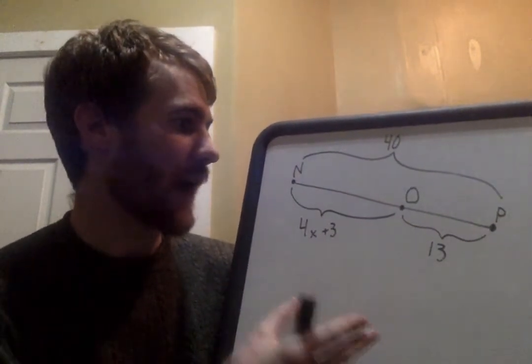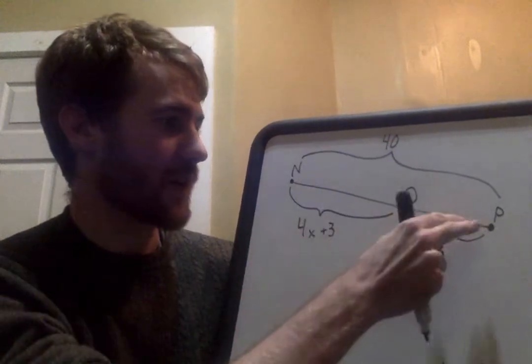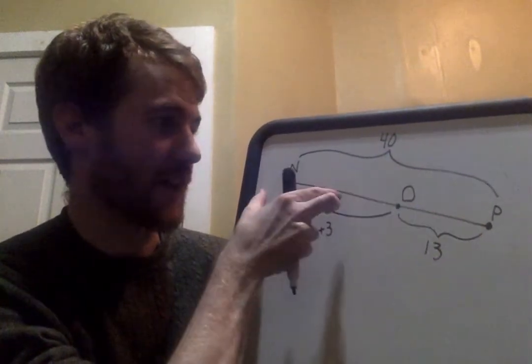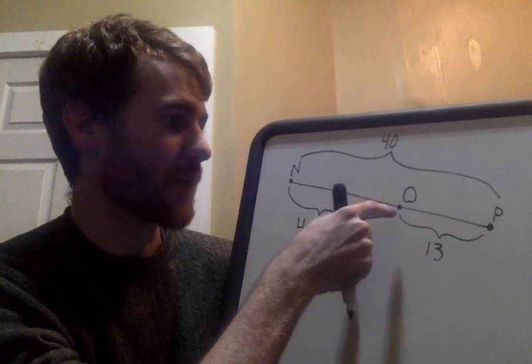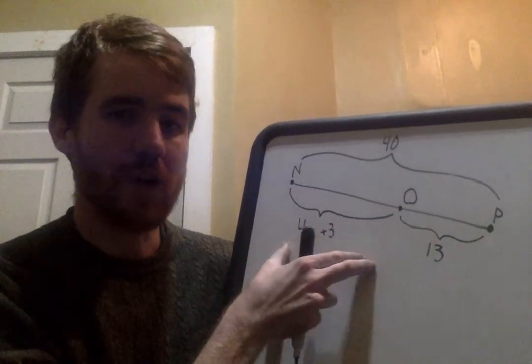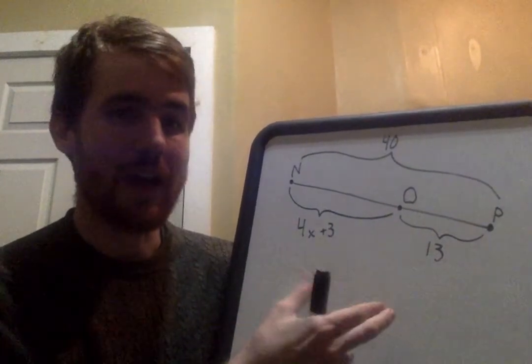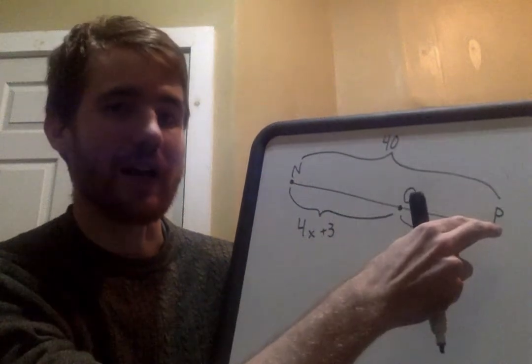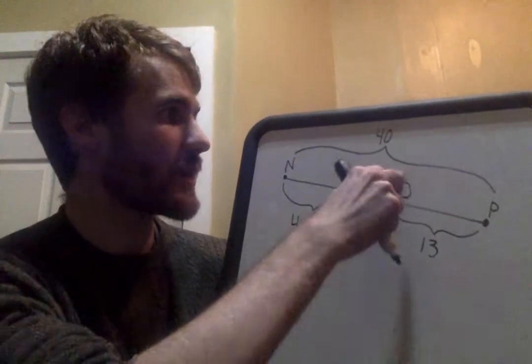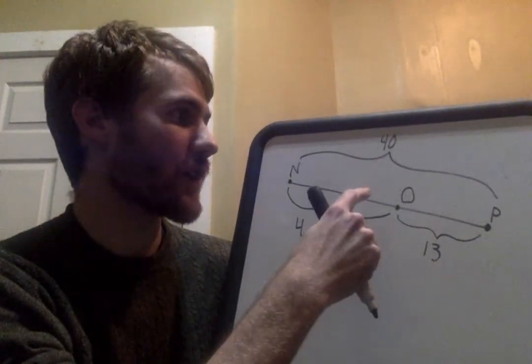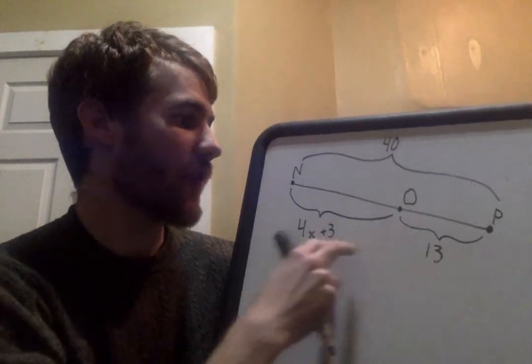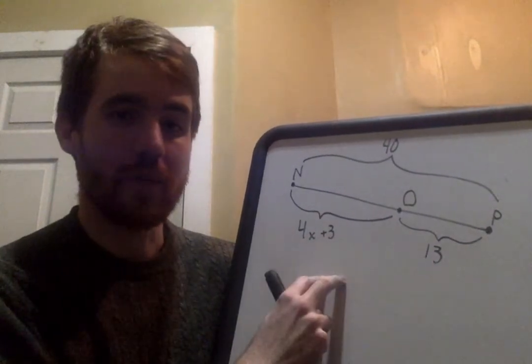We talked about how if we have a line segment divided into two smaller line segments by some point in the middle, then the lengths of those two smaller line segments have to add together to equal the length of the entire line segment. So for example, we see this whole line segment is 40. We know that these two have to add up to equal 40.